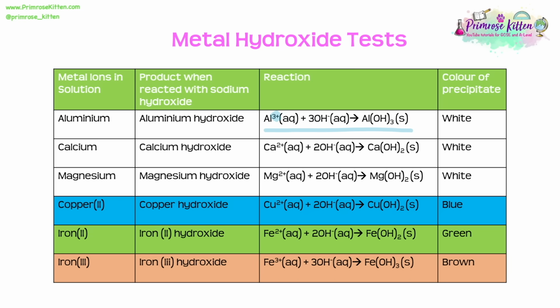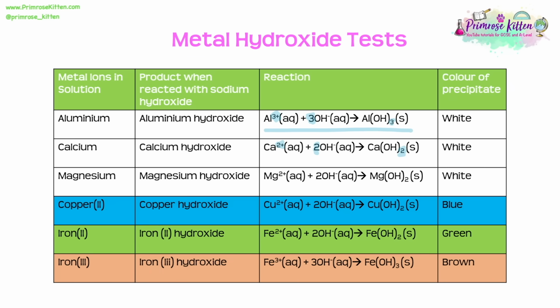So aluminium is Al3+, and then we add 3 OH-. And then you form Al(OH)3, again with that 3. Notice all of the rest of these is exactly the same. So actually you don't need to learn 6 different reactions here, just learn the pattern. Again here we've got calcium 2+ plus 2 OH- makes Ca(OH)2. So just spot that pattern, and also notice that the state symbols tell us we have an aqueous plus an aqueous makes that solid for the precipitate.